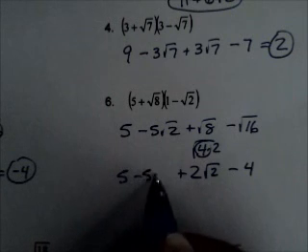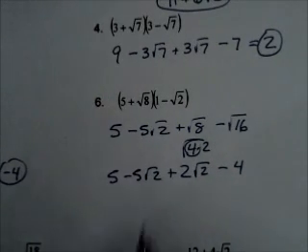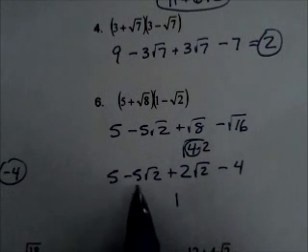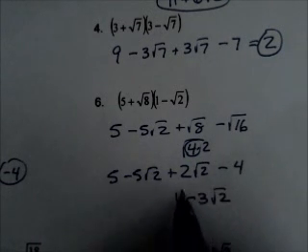5 minus 5 square root of 2 plus 2 square root of 2 minus 4. 5 minus 4 is 1. And negative 5 and positive 2 is negative 3 square root of 2. So 1 minus 3 square root of 2.